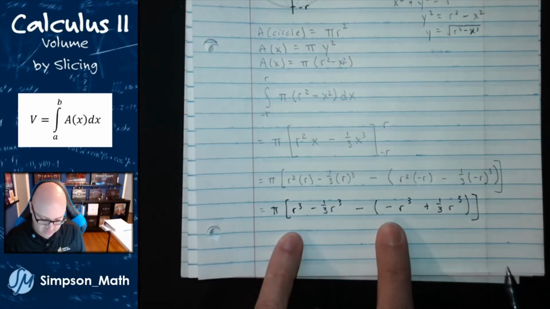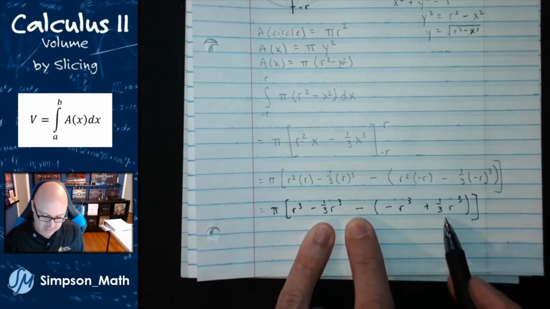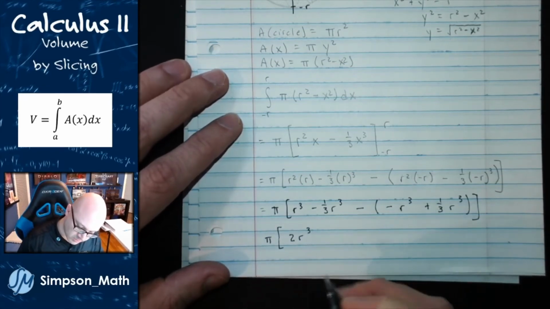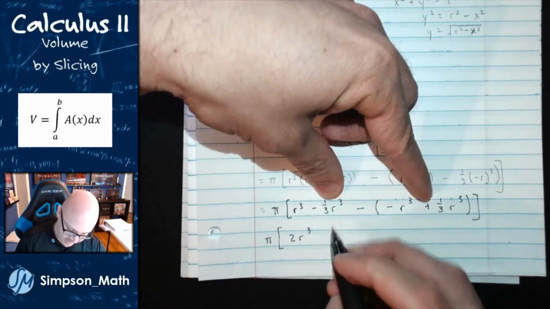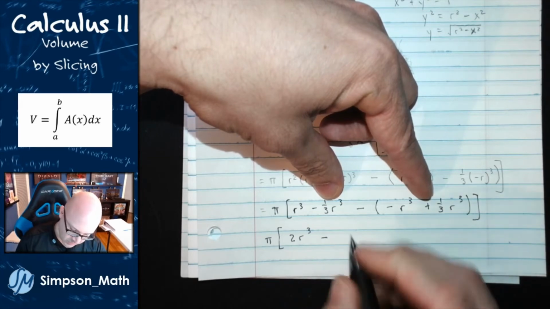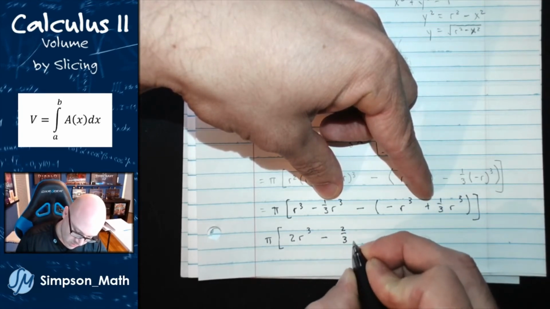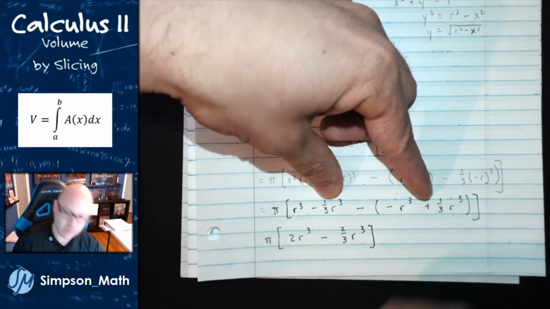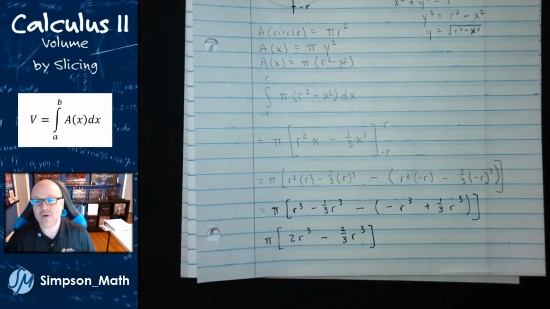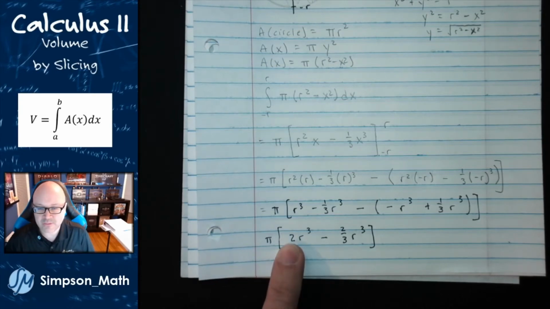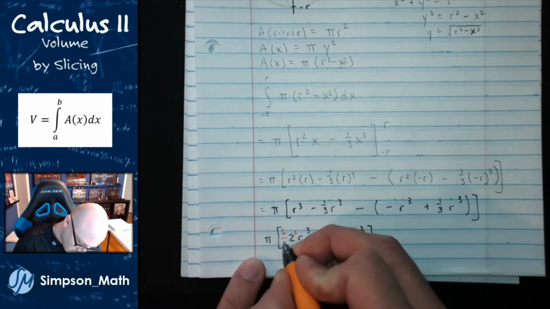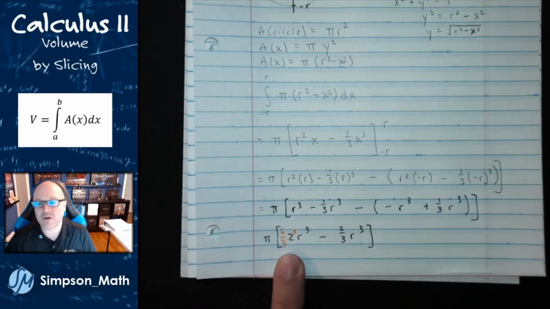I have two of these, a negative minus that. Those also add together. So 2r cubed minus 2/3 r cubed. Oh, well, those are like variables, so I can add those together. Common denominator, multiply this by 3. This is 6r cubed thirds. 6/3 r cubed minus 2/3 r cubed is 4/3 r cubed.